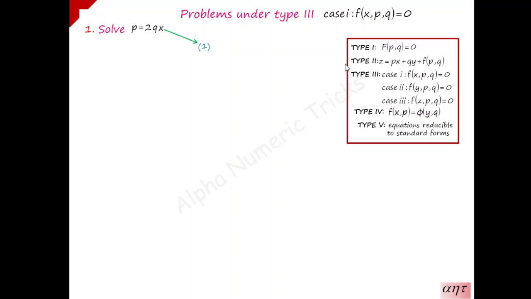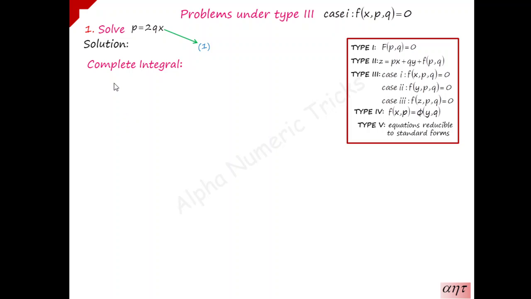So identification of the problem is very important. Once you identify the problem type, using the corresponding working procedure or working rule, we can easily get the solution for first order nonlinear partial differential equation problems. Now the given problem is taken as number 1 and we have to find the solution for this. Here the problem is asked to solve, so we have to find the complete integral, singular integral and the general integral.